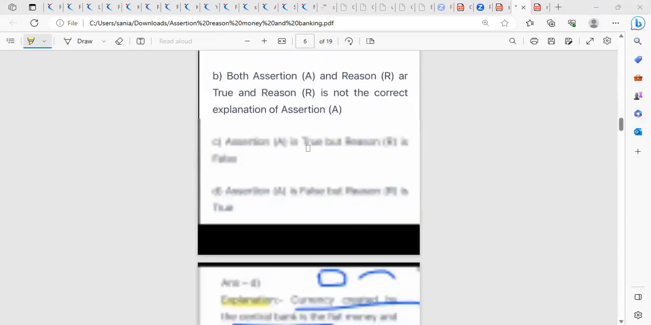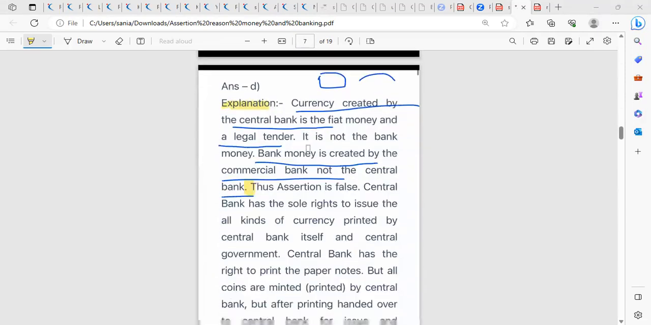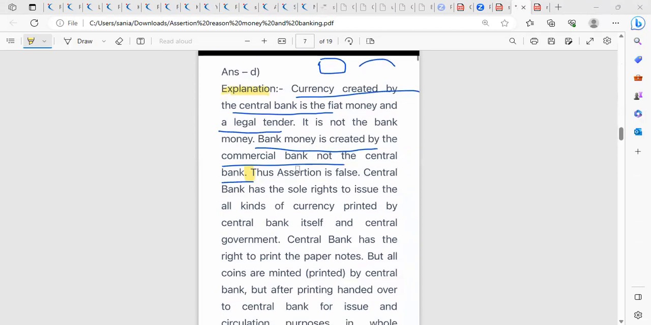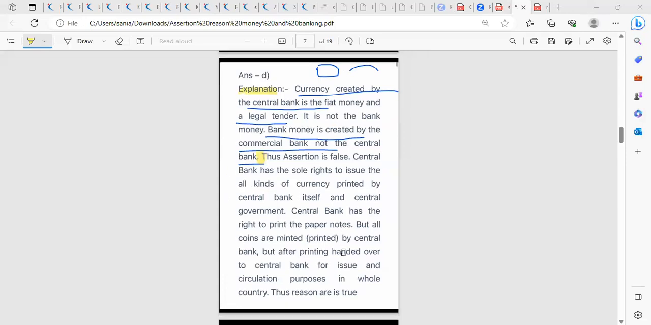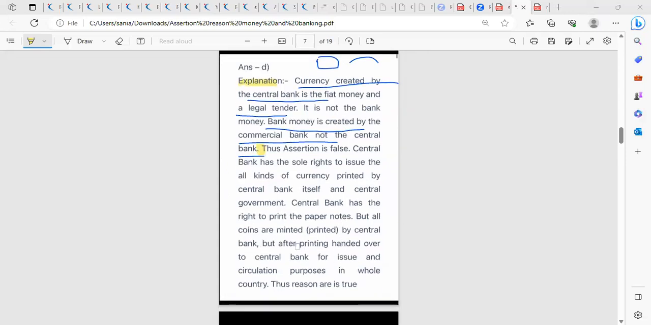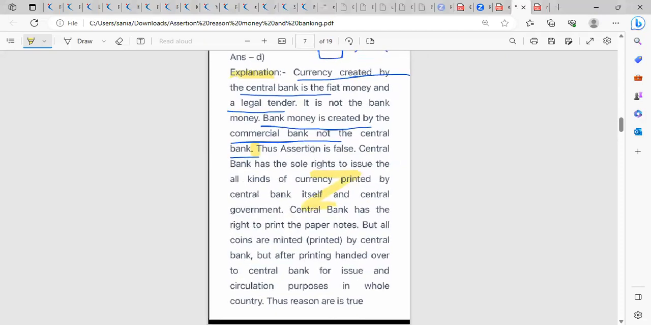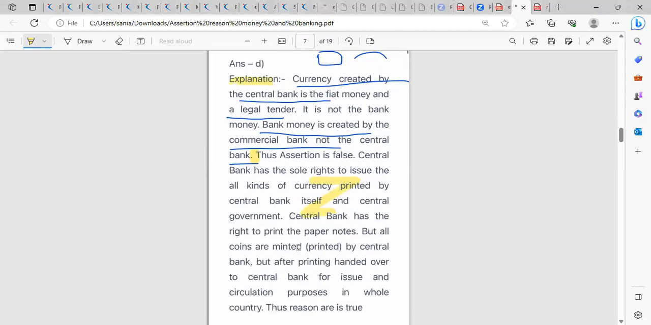Now doing the next part. Here also just write the explanation. Then you will write here that the central bank has the sole authority, but all coins are minted, and all that you will write here. I think you already know this part, right? So no need to write this part. You already know about the central bank. If you want to write, it's your choice, I'm not forcing it. Just write this part, fiat money.